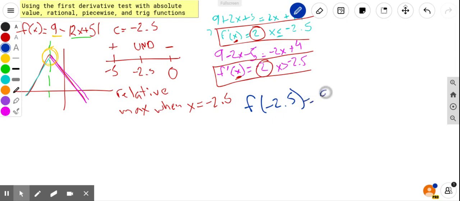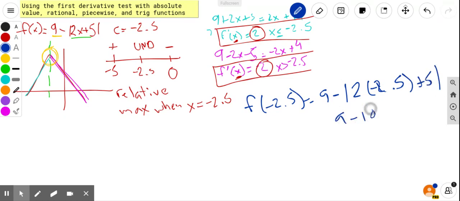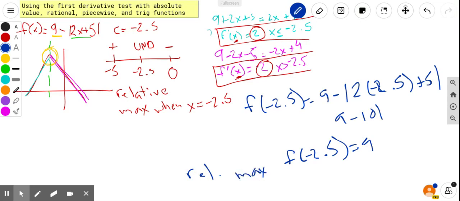So I get 9 minus the absolute value of 2 times negative 2.5 plus 5. So it'd be 9 minus the absolute value of 0. So f of negative 2.5 equals 9. And that's where you have your relative maximum. Now that's the actual final answer.